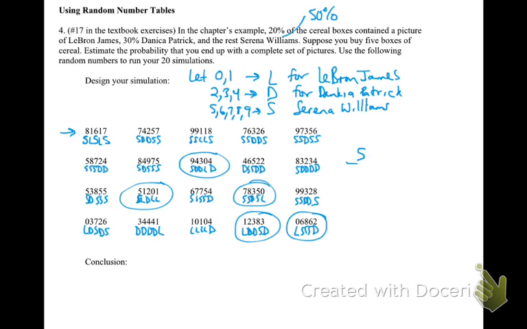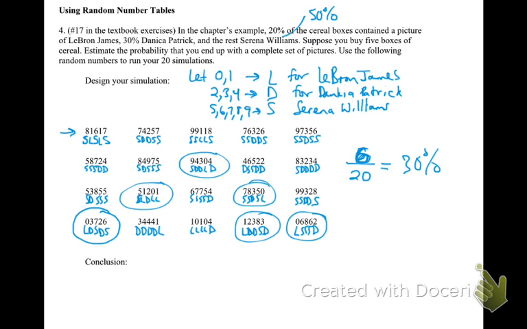So let's calculate that percentage. 5 out of 20. And that gives me... Oh, sorry. There were 6 of them, weren't there? Let's go back to this one right here. 6 of them. So 6 out of 20 is 30%. Okay. Forgot to circle that first one on the bottom row. Okay, so 6 of them, of the simulations of 20, ended up with a complete set of pictures.